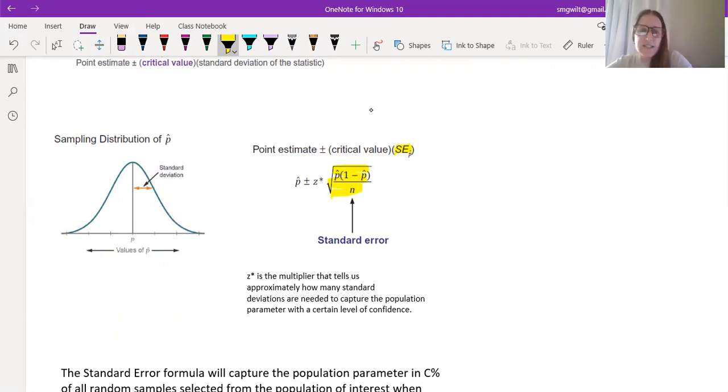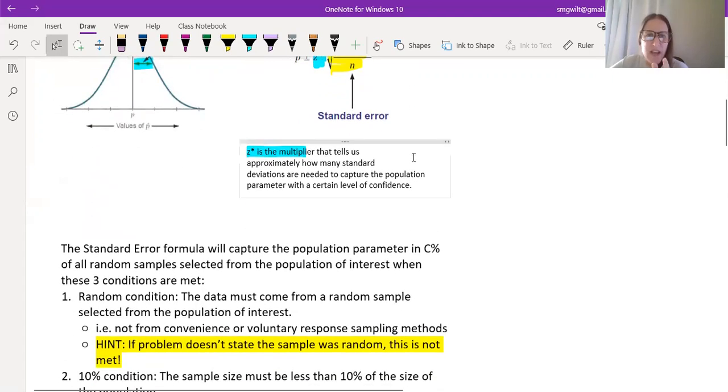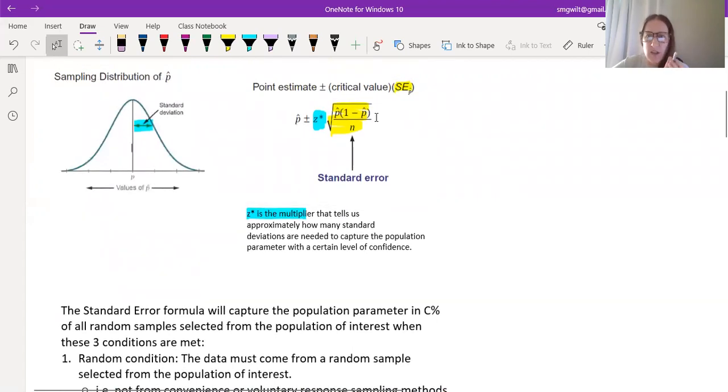Z star is the multiplier that tells us approximately how many standard deviations away from the mean we need to go to capture the population. So this value here is what Z star is estimating, the number of standard deviations away. So we're going to use that formula for problems in the future. It's going to work into solving that formula, but really we're just going to plug in this lesson and finding out what Z star is.